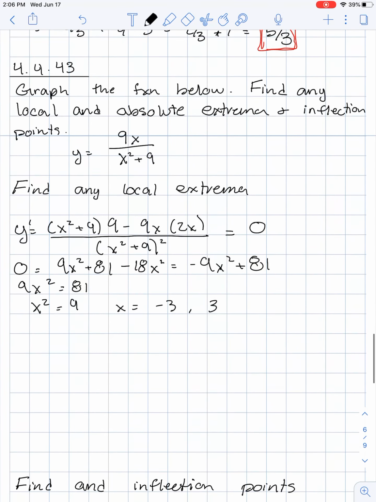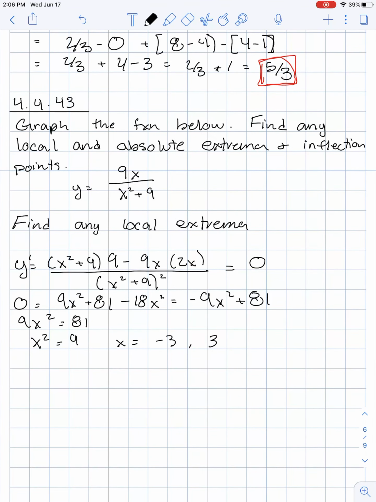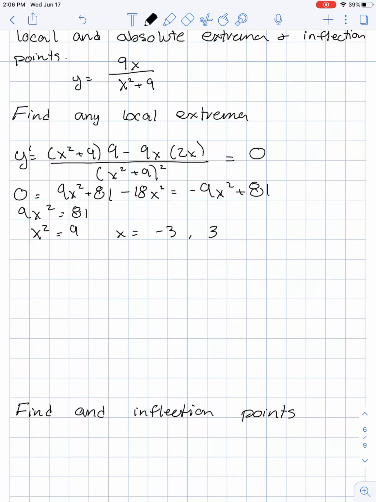I'm going to have to find the second derivative in a little bit, but I don't know if I really want to do that right now. So let's do the first derivative test. So I'm going to have, whoa, okay. Negative 3 and 3, drop down. Okay, cool. So I'm going to plug in, let's see, 0, 4, and negative 4. And those are my x values. I'm going to plug those into y prime.